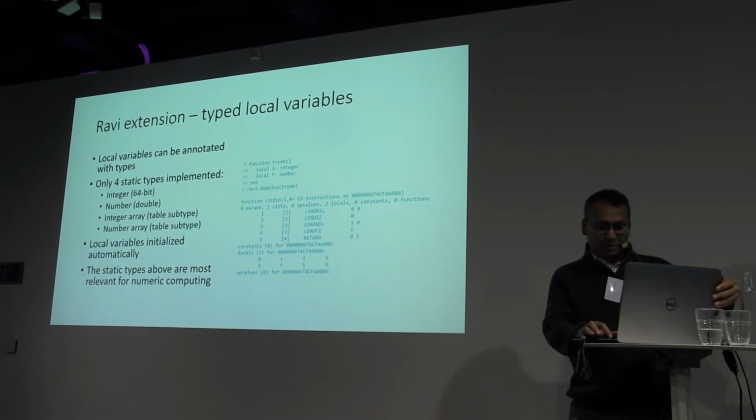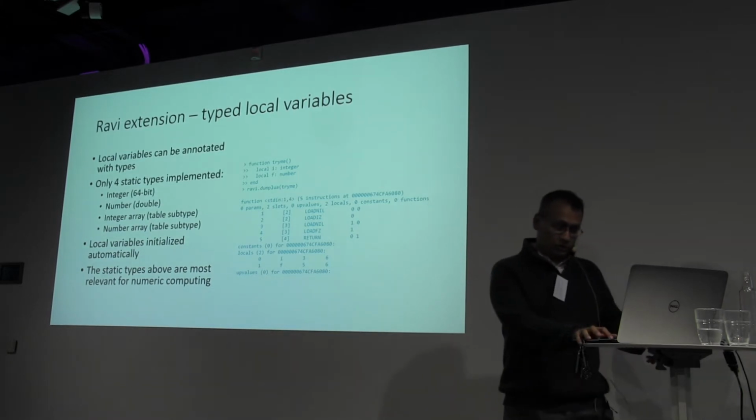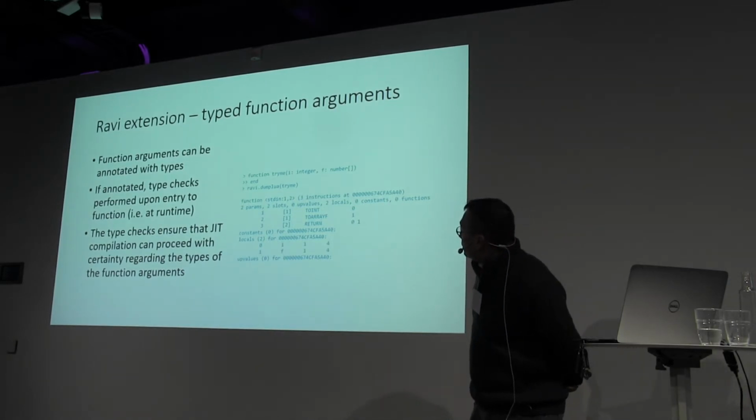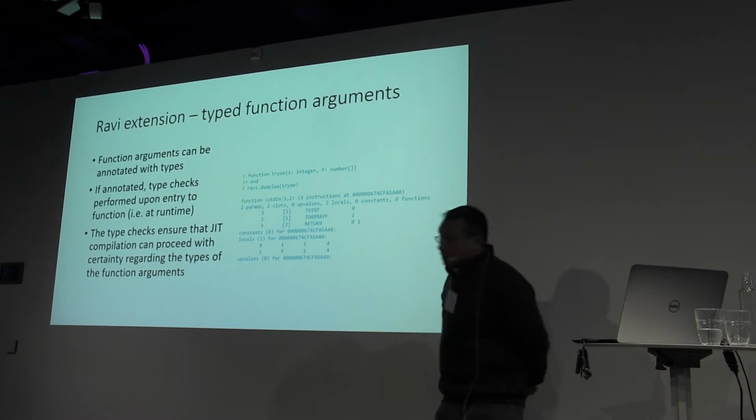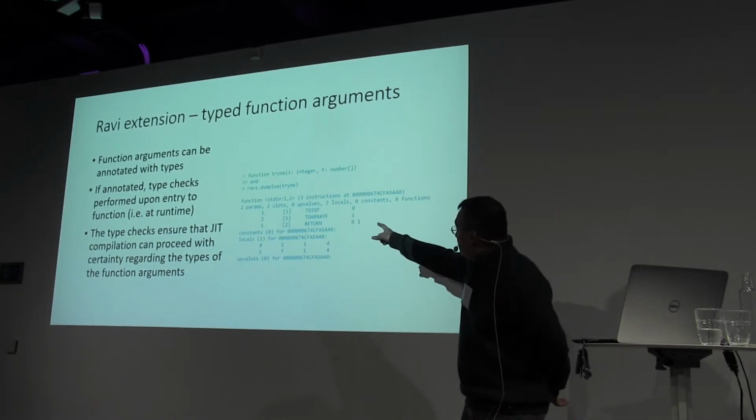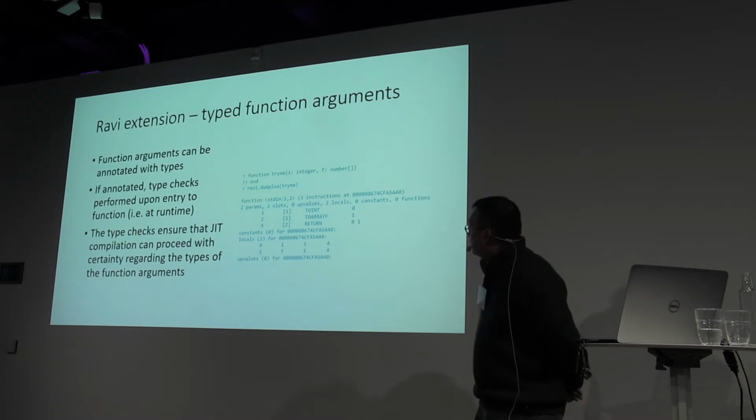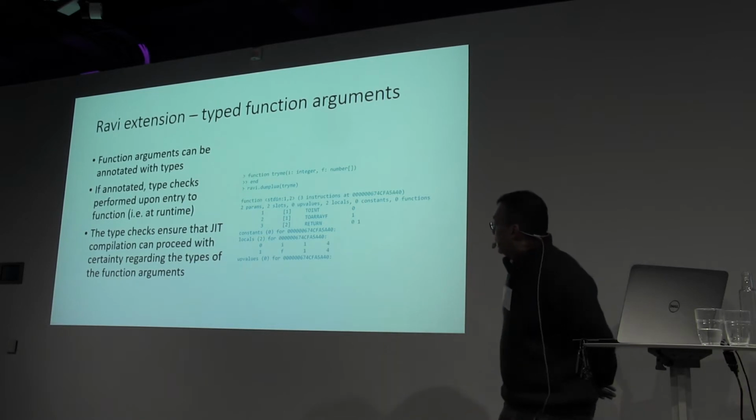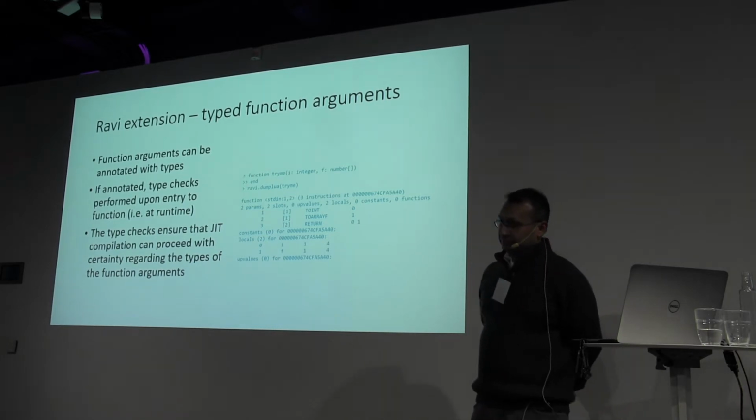And these static types, as I mentioned, I was interested in because they are most relevant for the stuff I was trying to do. So you can also annotate function arguments in the same way. Here you have an example which has an integer variable and a number array. And what you can see is that in this case, when you enter the function, there is a type assertion being done in the bytecode itself. So the bytecode generator says that the first argument is expected to be an integer, and the second argument is expected to be an array of numbers. There's a slight difference in the behavior of these two bytecodes, because the first one will try to do a conversion if possible. The second one can't do a conversion, so it will just throw an error, basically.